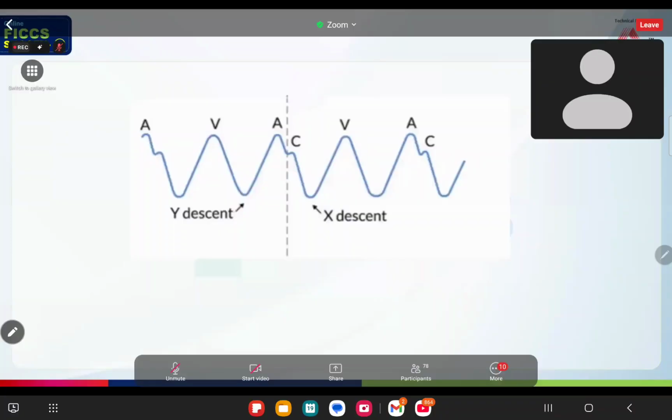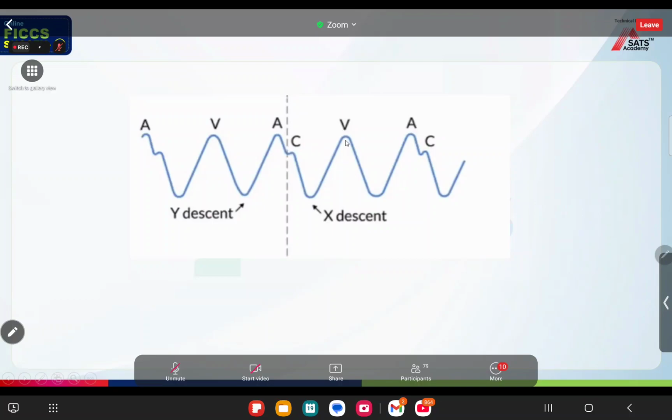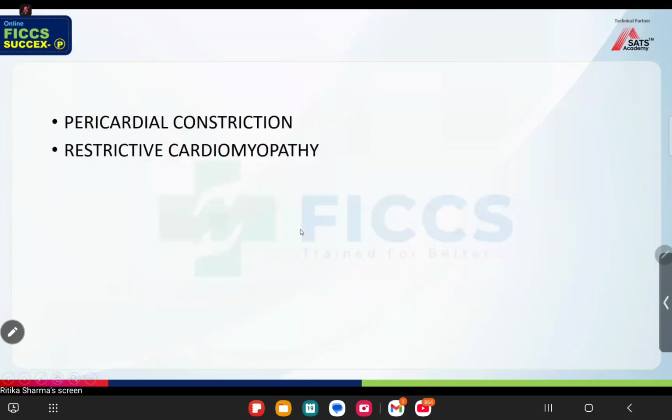So this is the CVP tracing, rightly mentioned. We are seeing these A, C, and V waves along with X and Y descent. X and Y descent are sharp. So this is suggestive of pericardial constriction. It's restrictive cardiomyopathy.